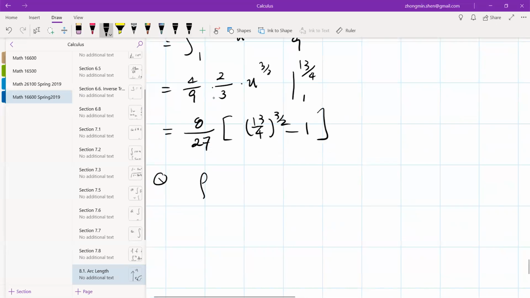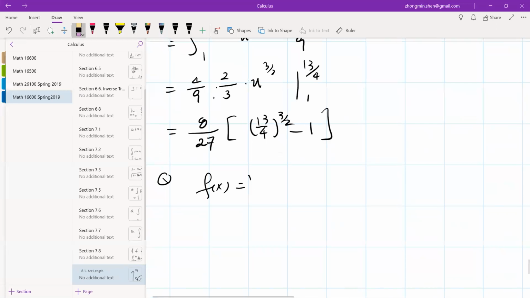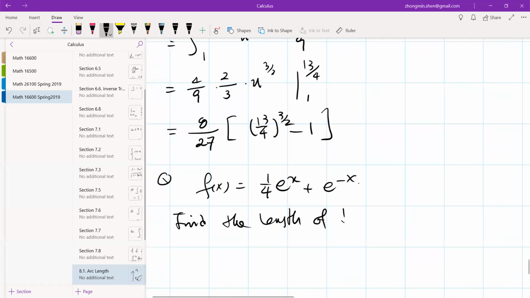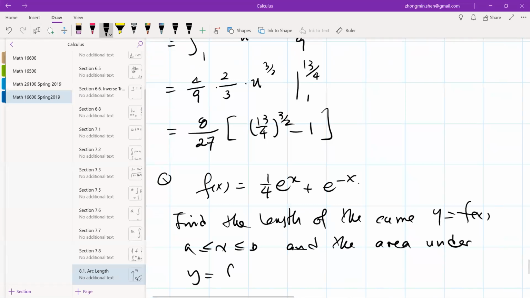Okay, finally, let's look at this function, e to the x. Okay, hold on. I'm going to find the length of the curve y equals f of x for x greater than a and less than b, and the area under this graph for x greater than a and less than b. Let's set up these two integrals.